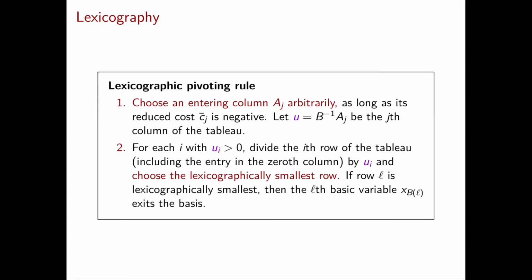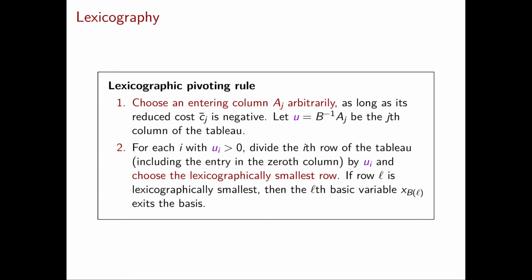We're now ready to define the lexicographic pivoting rule. Like in any pivoting rule, we need to explain how to break ties for the variable that enters the basis and then for the variable that exits the basis. Let's start to see who enters the basis. One of the great advantages of the lexicographic pivoting rule is that there is no restriction at all. In fact, you can choose an entering column Aj arbitrarily, as long, of course, as its reduced cost c bar j is negative. Accordingly, the vector u will be the jth column of the tableau.